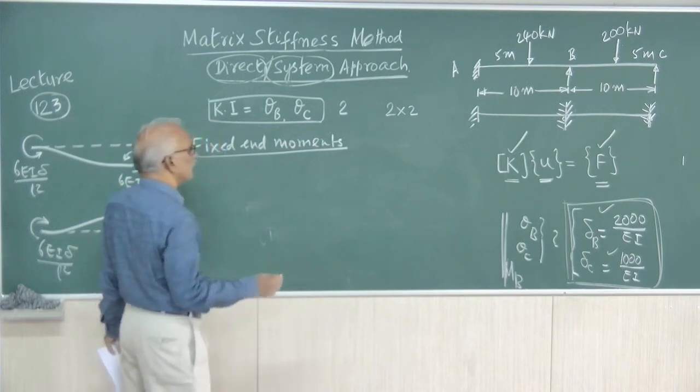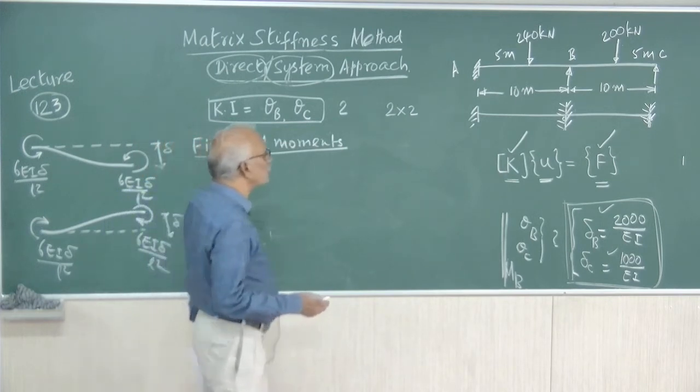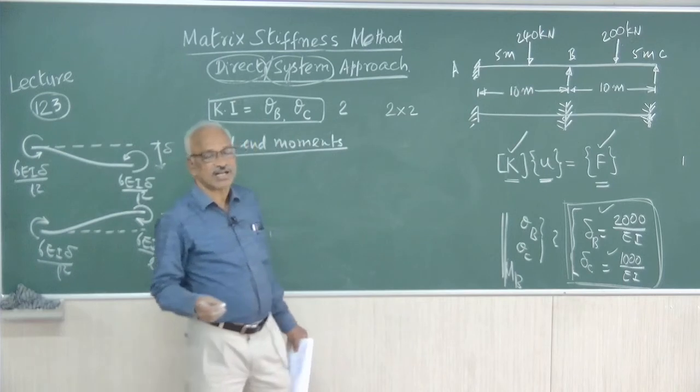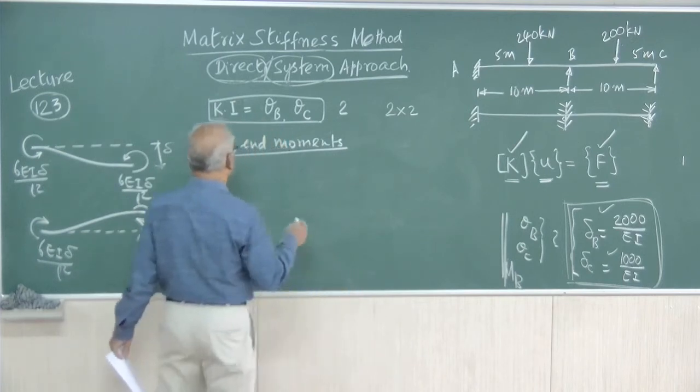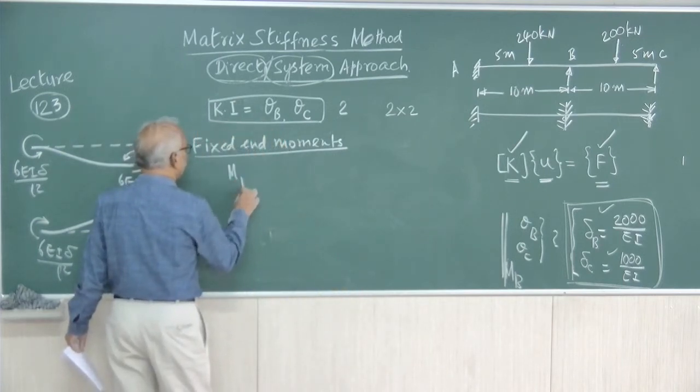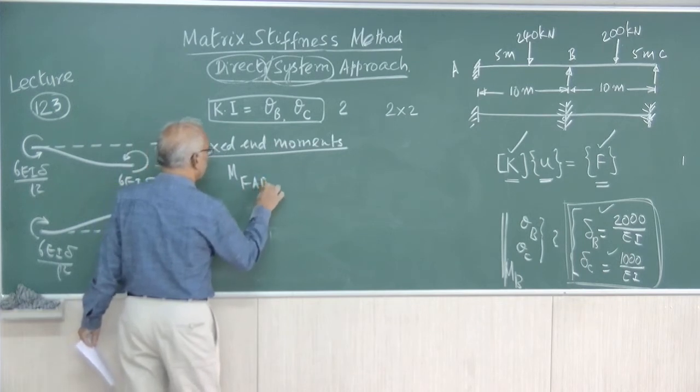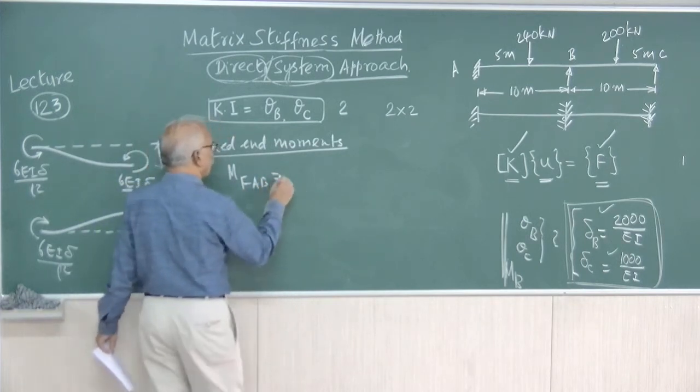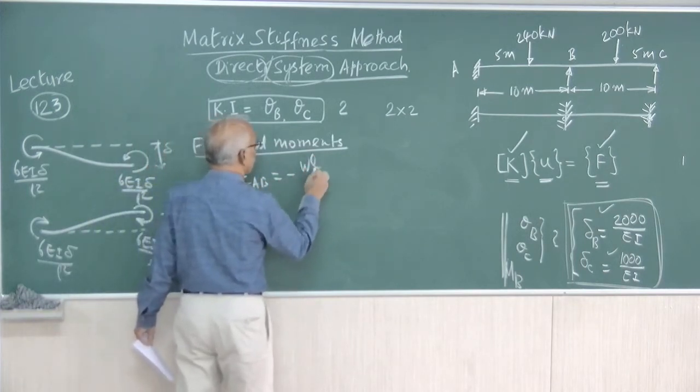Then first we will find the fixed end moments. Both spans are subjected to central concentrated load. Therefore, MFAB equals minus WL by 8.